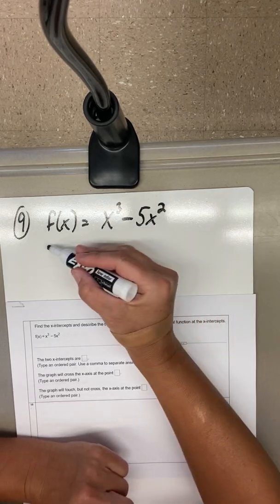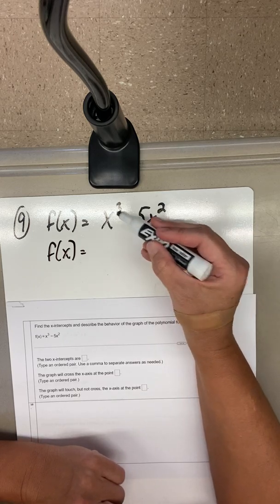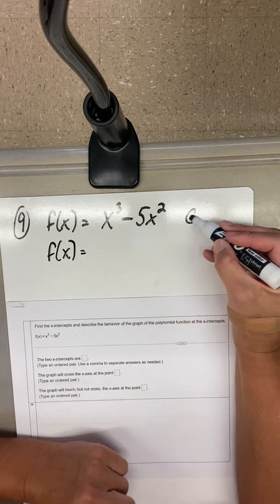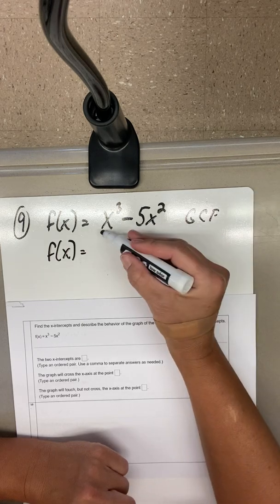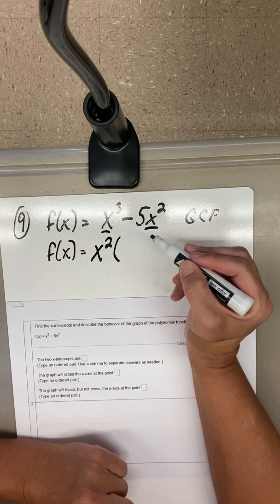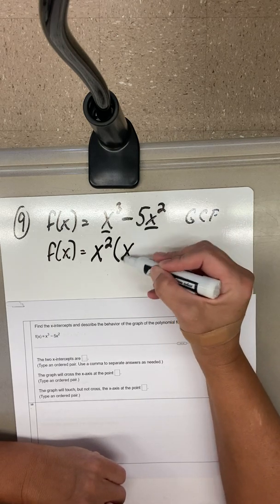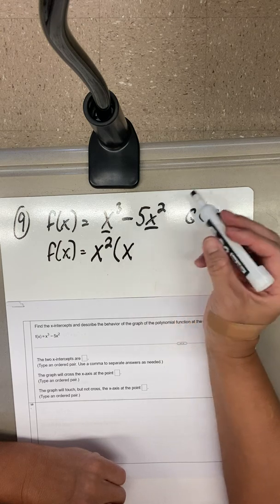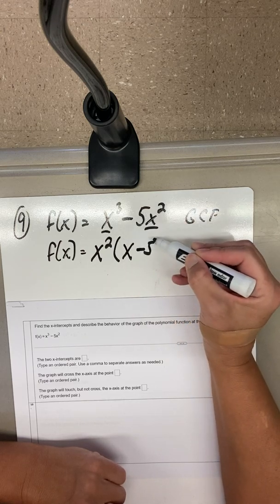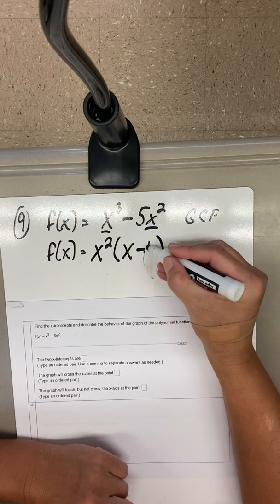This is the binomial. What I notice is they both have an x in it. And not only an x, this has an x cubed and x squared. So we're going to do a greatest common factor here of x squared. So we're going to take out an x squared. Now, factor means divide. So x cubed divided by x squared is x. x squared divided by x squared leaves you with the negative 5.